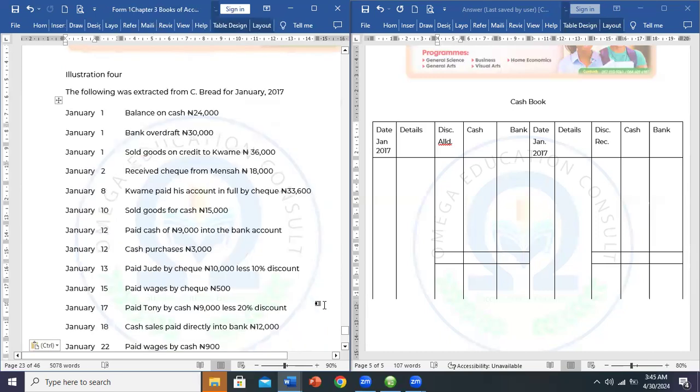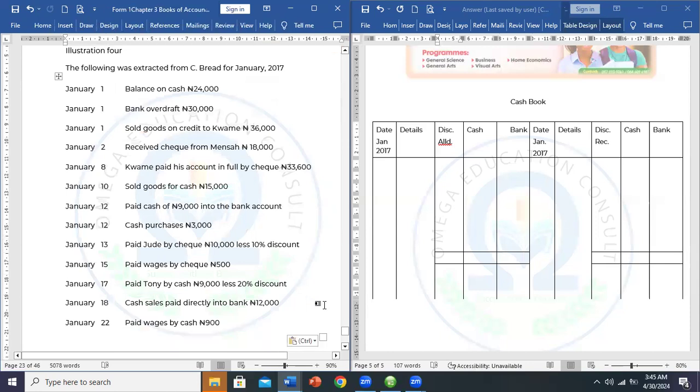Okay, so quick highlight, a bank overdraft means a bank with a credit balance. Because in normal circumstance, bank should have a debit balance, which is our asset bank. If it becomes a credit, that's a bank overdraft, which is a liability. So take note of this. So in this question, we are being told that on 1st January, we had a balance on bank.